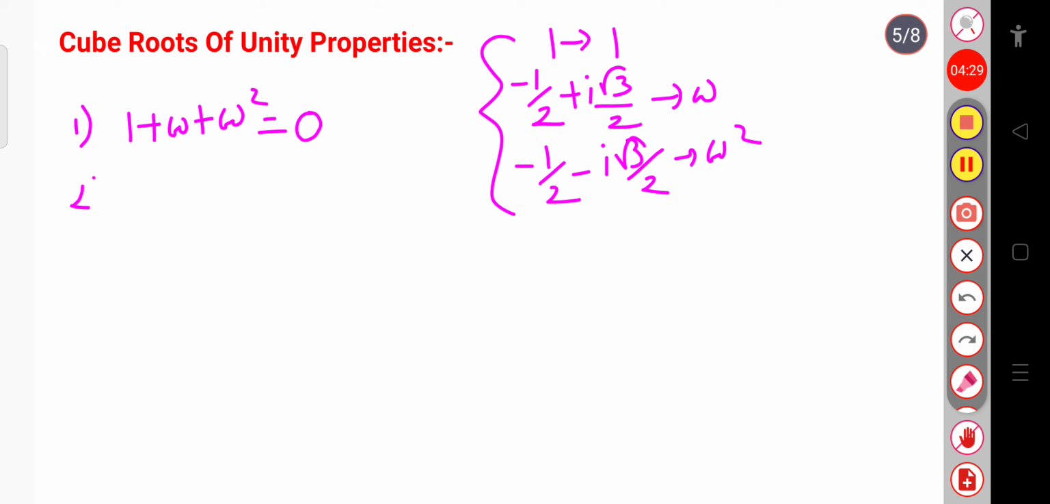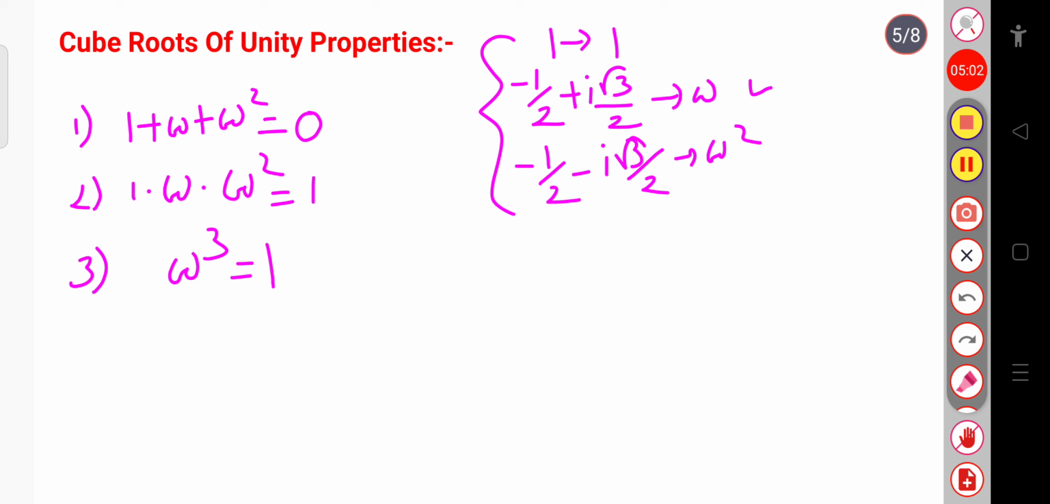Similarly, if we multiply 1 into omega into omega square, this value will be equal to 1. If I multiply minus half plus iota root 3 by 2, omega square is its complex conjugate, that is, in place of iota we simply put the negative sign. If we multiply these 3, then we will get 1. We can also write this as omega cube equal to 1.